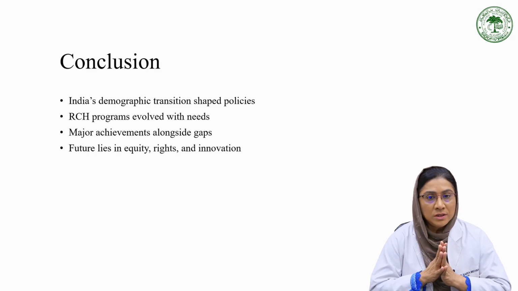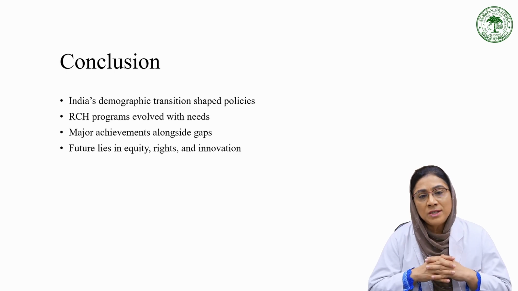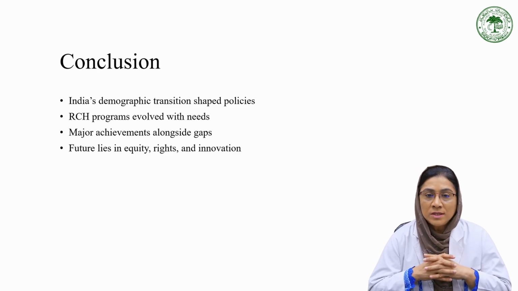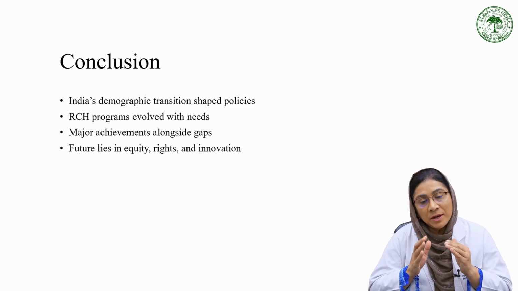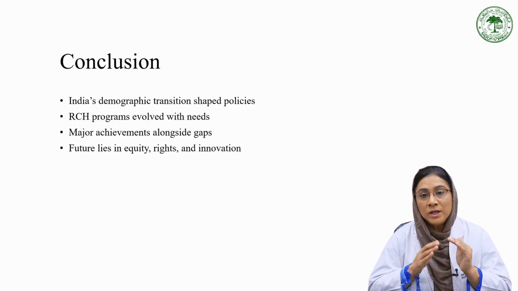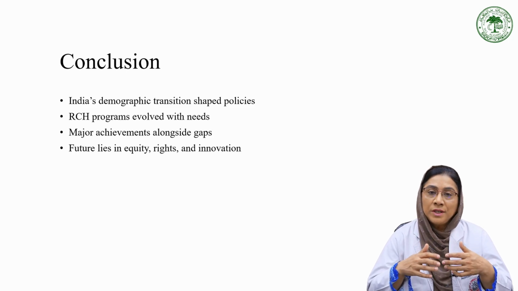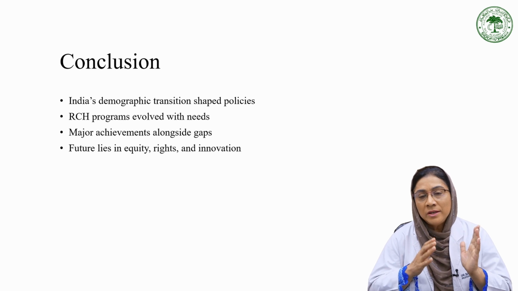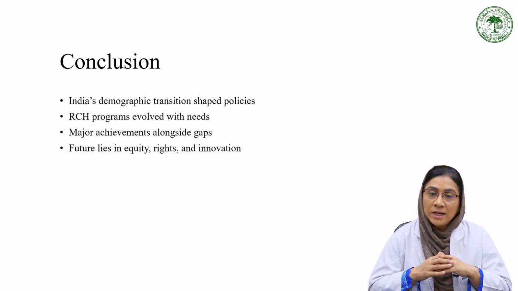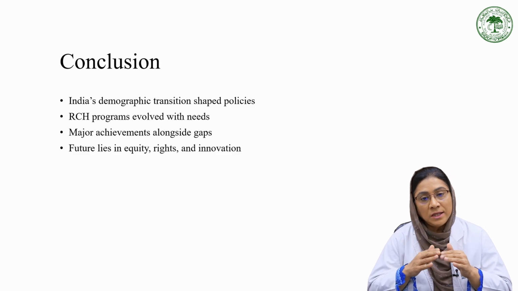In conclusion, India's demographic transition has profoundly shaped its public health policies and programs. From the world's first family planning program to the integrated RCH and National Health Mission framework, policies have evolved in response to changing needs. While major achievements have been made in reducing mortality and fertility, gaps remain, especially in poorer states and marginalized groups.